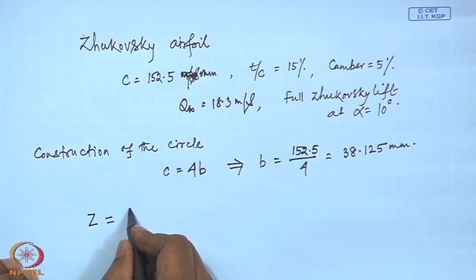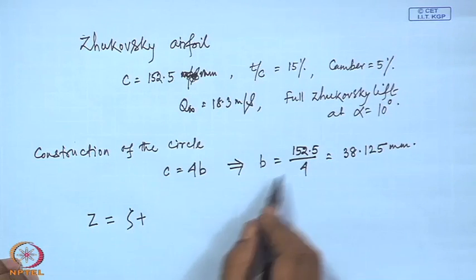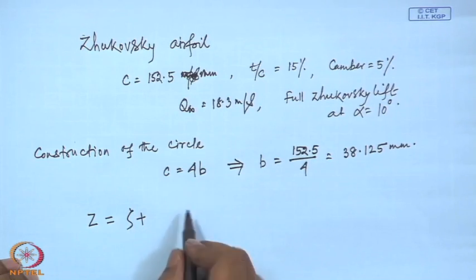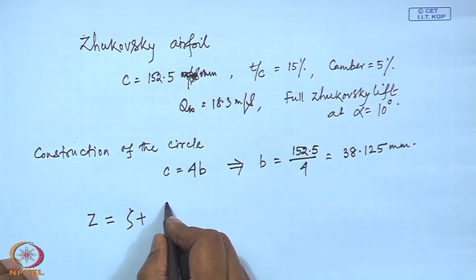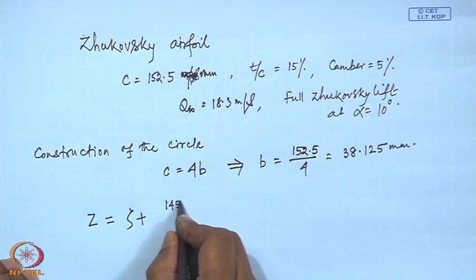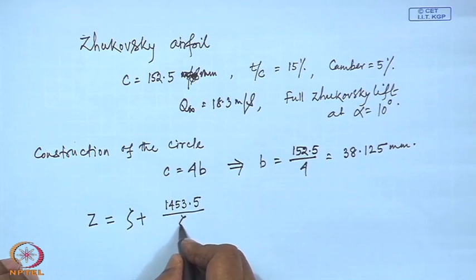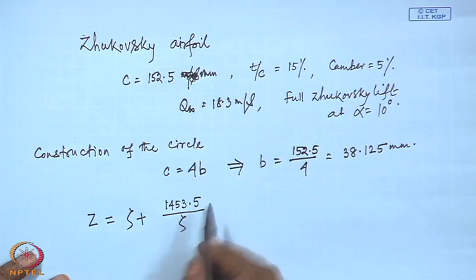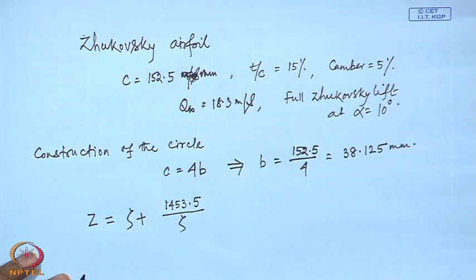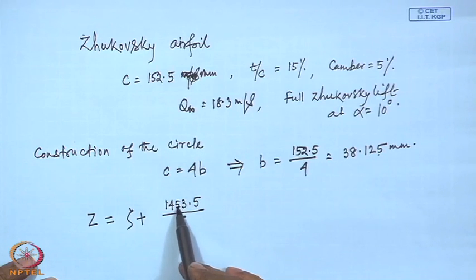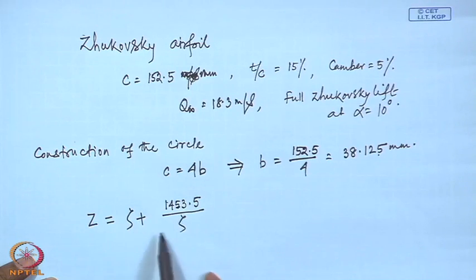z equal to zeta plus b square by zeta. B square becomes 1453.5. This is what is b square, but see you should notice these things. We have used millimeter for b, implies that now this z zeta they also have to be in millimeter.